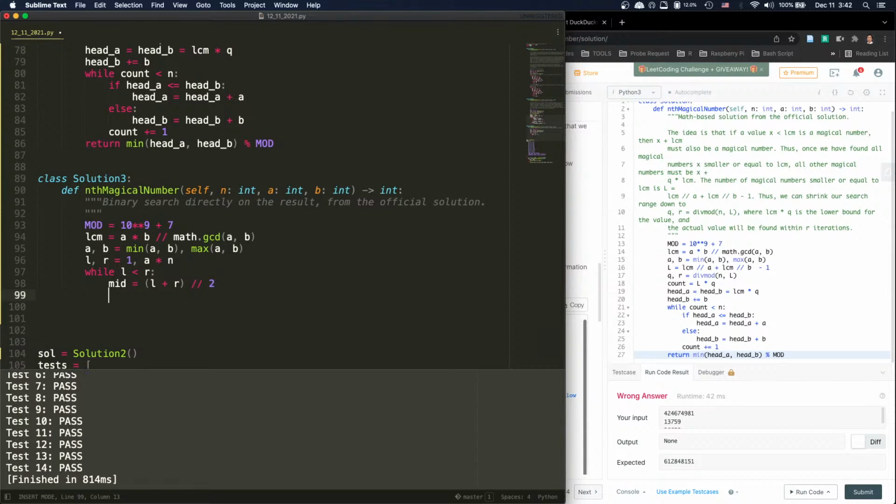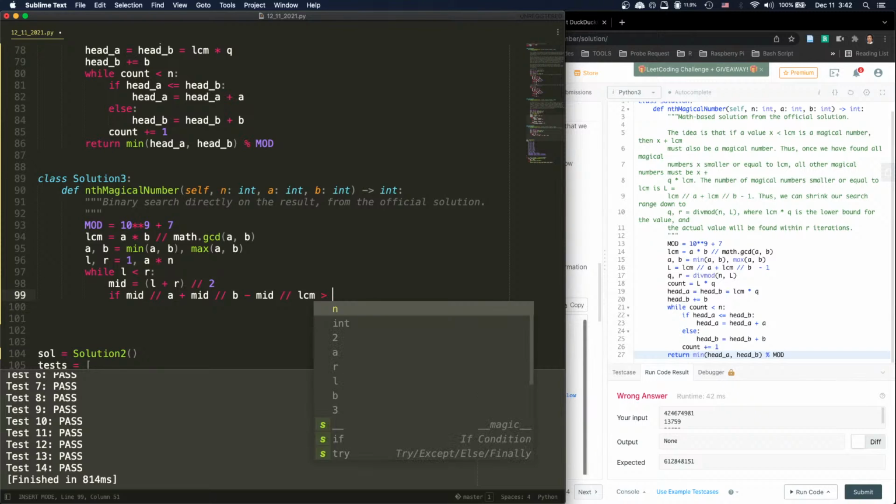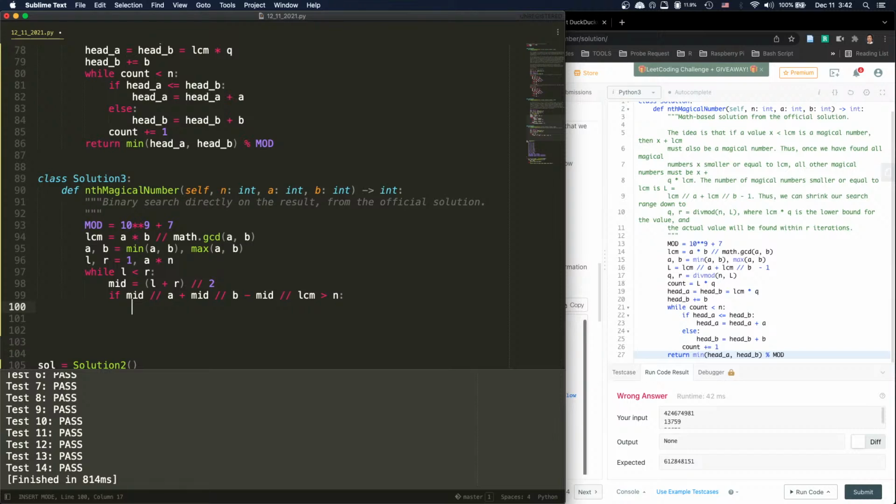And once we got the mid, then we're going to count how many. If mid divided by A plus mid divided by B minus mid divided by LCM, right? We say if it's larger than n, which means this value is too big, so our R gets smaller, so R equals mid, else L plus equals 1.